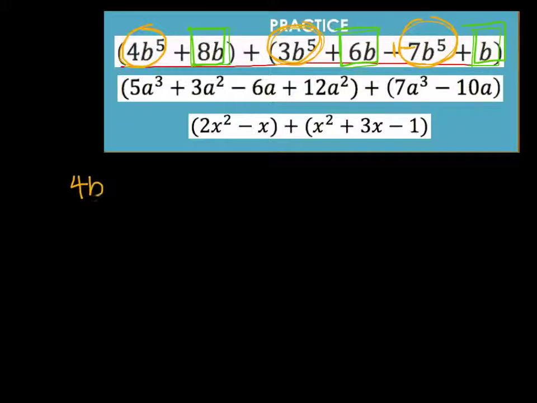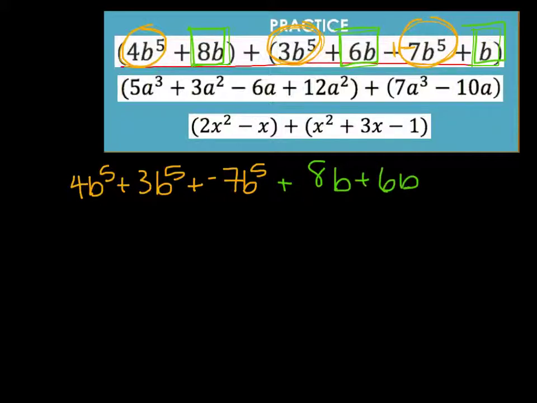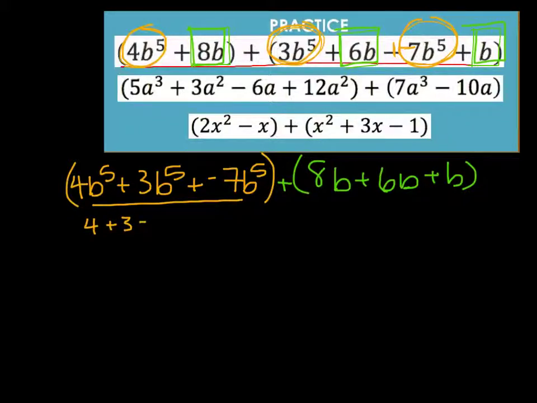So now let's rewrite this. We have 4b to the 5th plus 3b to the 5th plus a negative 7b to the 5th. And we're going to rewrite this other side as 8b plus 6b plus b. And we can group this all up so we know what we want to do where. So we have 4b to the 5th plus 3b to the 5th minus 7b to the 5th. Let's actually do that work. 4 plus 3 plus a negative 7.